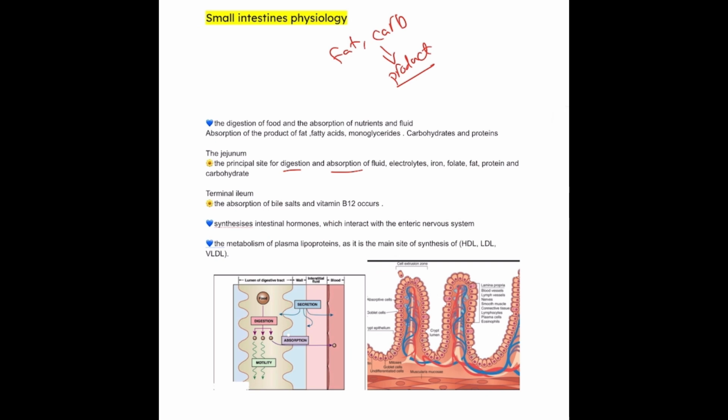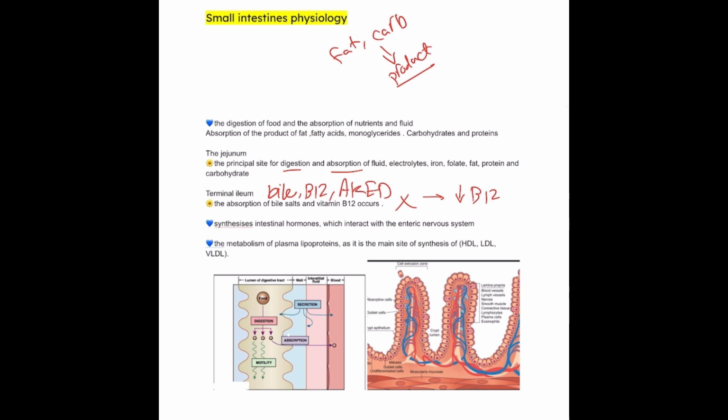The jejunum is the main site for the absorption and the digestion of most of the nutrients, whereas the terminal ileum is responsible for absorption of bile salts, vitamin B12, and other lipid vitamins. So in surgeries where they resect the jejunum, the terminal ileum will take over this function and the absorption will not deteriorate. But when we resect the terminal ileum, the jejunum will not do its function. So there will be reduced bile salts and vitamin B deficiency.